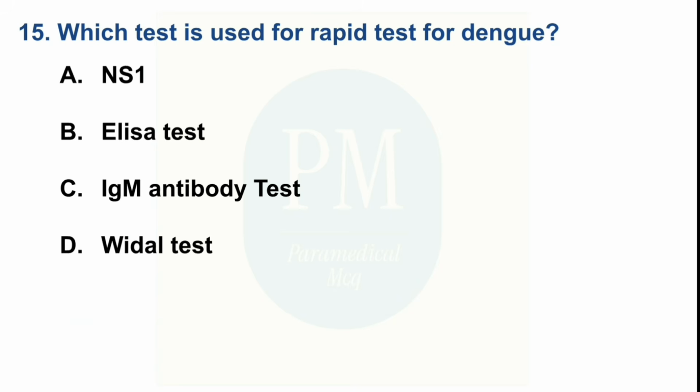Which test is used for rapid test for dengue? Option A, NS1. Option B, ELISA test. Option C, IgM antibody test. Option D, Widal test. The correct option is option A, NS1.